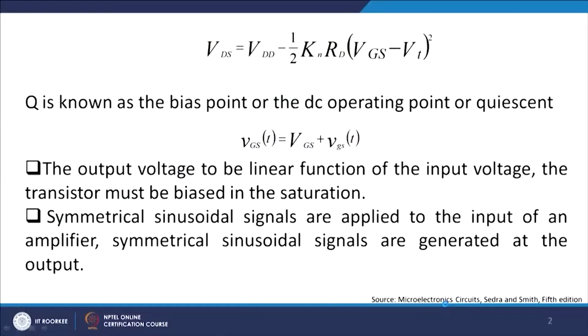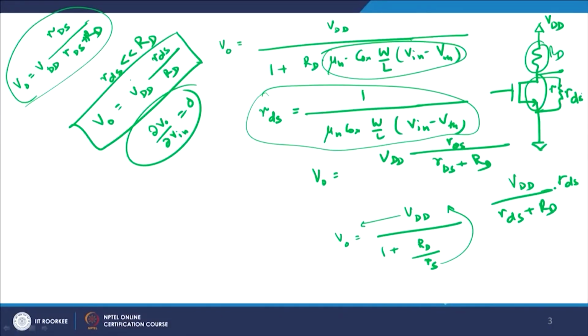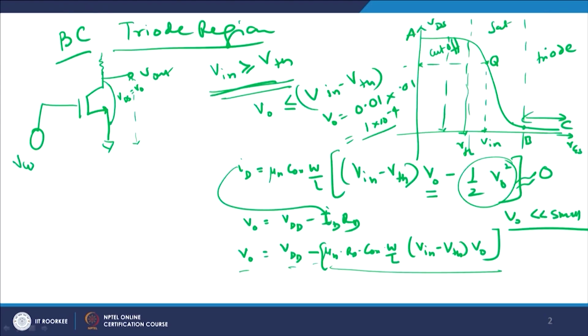So, looking at the voltage transfer characteristics, I can safely say that if I want to bias the device as an amplifier, it is always advisable to keep the device in the saturated region. This is the one takeaway which you should take from this discussion. You place it here or here, you are in a problem.